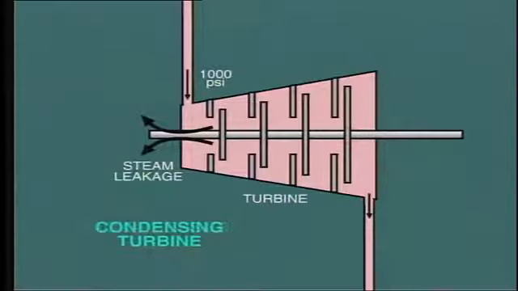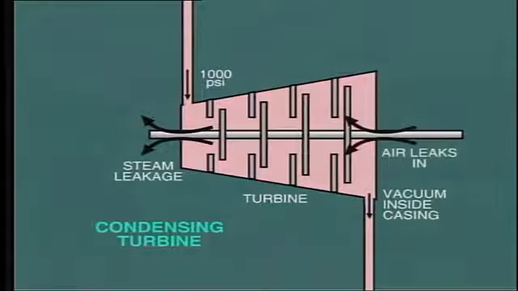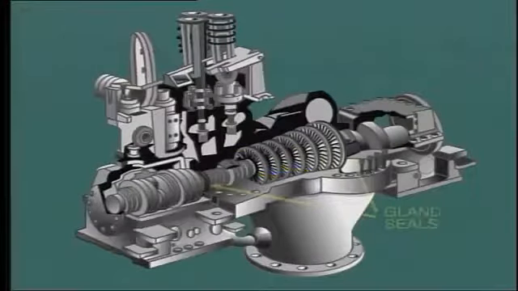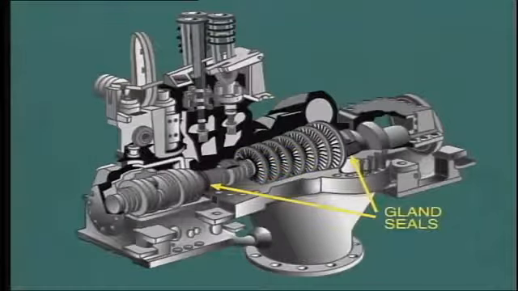But what about the case of a condensing turbine? Well, in this situation, there is a vacuum inside the casing at the low pressure end. So instead of steam leaking out, air would leak in, and we do not like that either. It could lead to a loss of vacuum and consequent loss of efficiency. In order to reduce this leakage as far as possible, gland seals are located at each end of the casing. The aim of the seal is to provide a high resistance to the flow of steam or air.